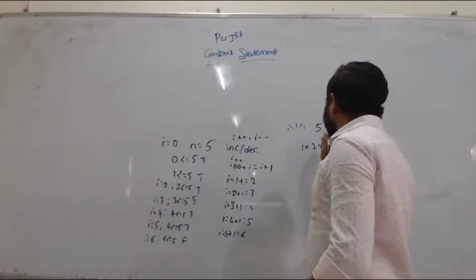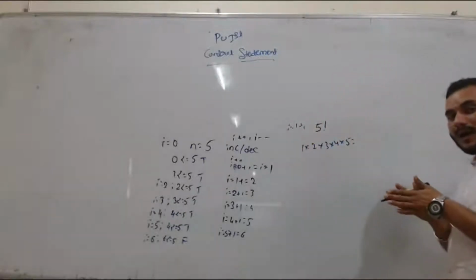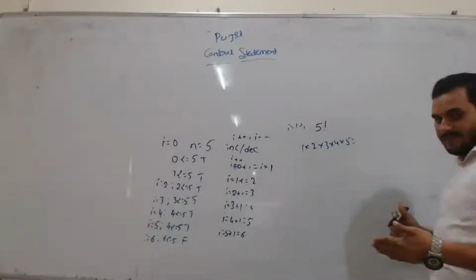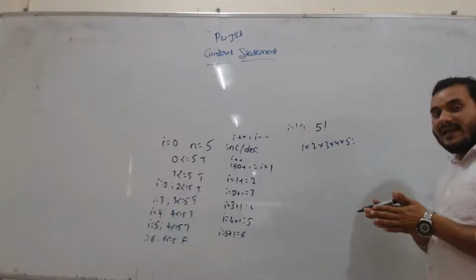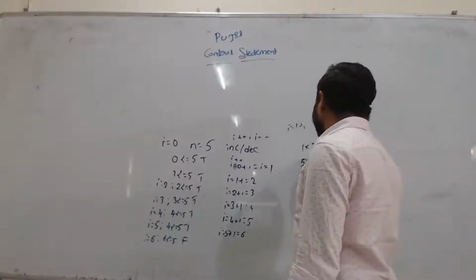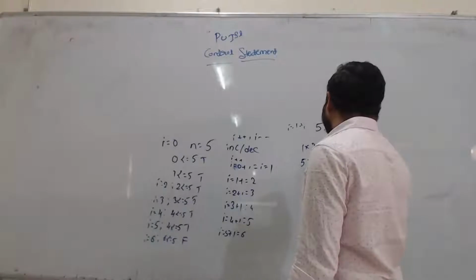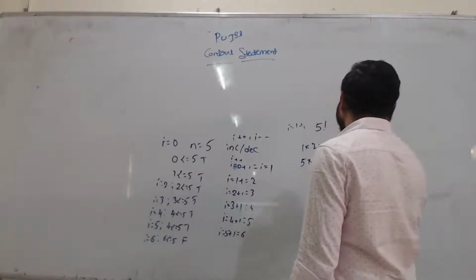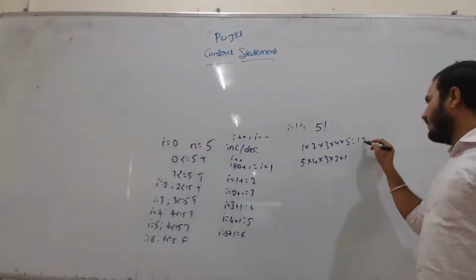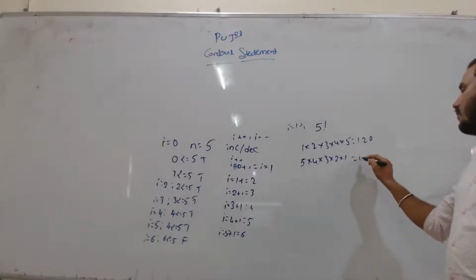Either you apply this type, or there is one more. So 5 factorial is equal to what? You apply decreasing values. Okay, so the value will be decreasing here. How? 5 into 4 into 3 into 2 into 1. The answer will be the same, 120.